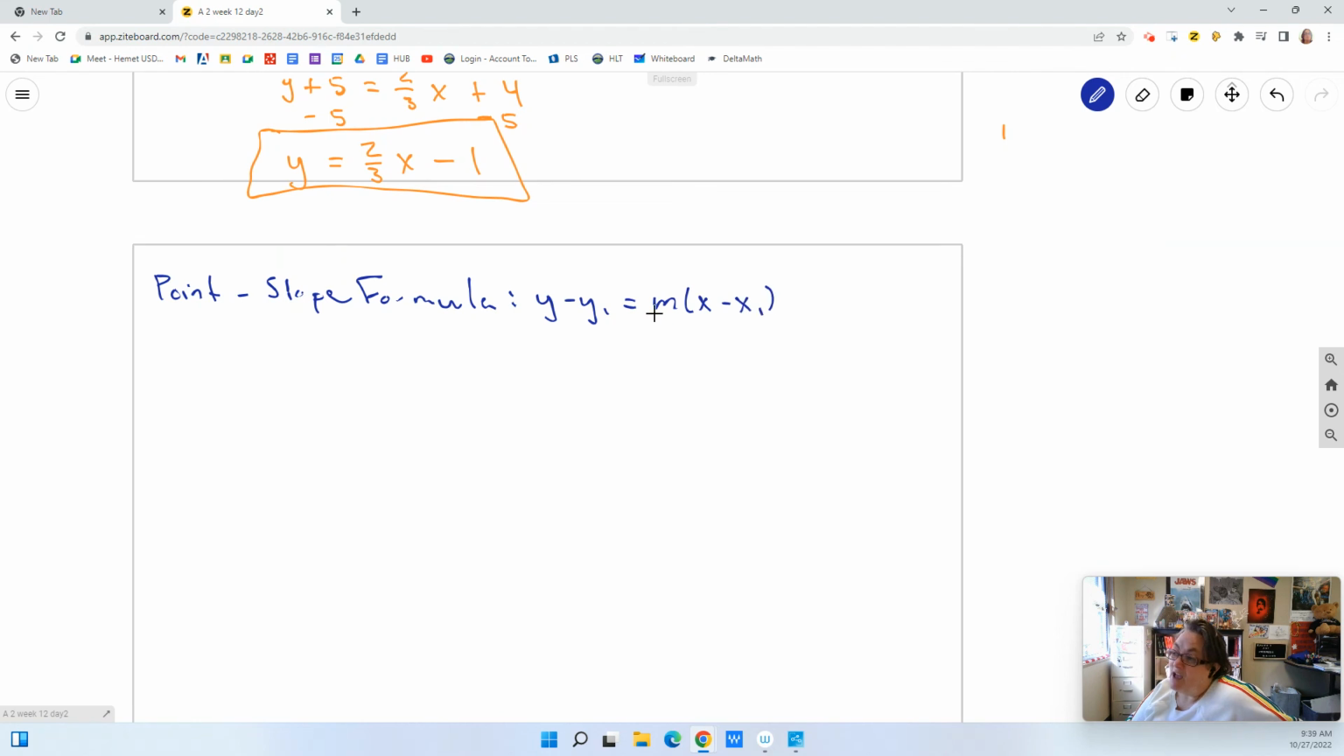And so when we're given the m and we're given that x1, y1 point, it's fairly easy, right, to know what to plug in. But what if we're given 2 points? What if I'm asked to write the equation of the line given 2 points? So if I have -6, 1 and -3, 7, and we want to, that's a 7, write the equation of the line.